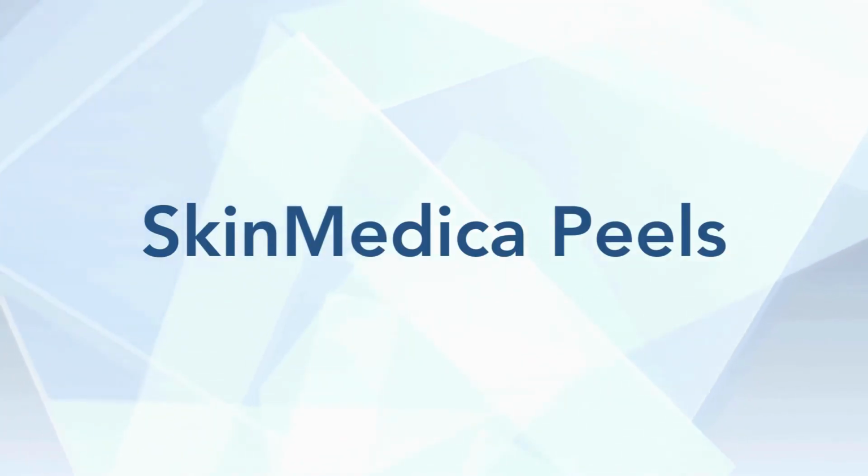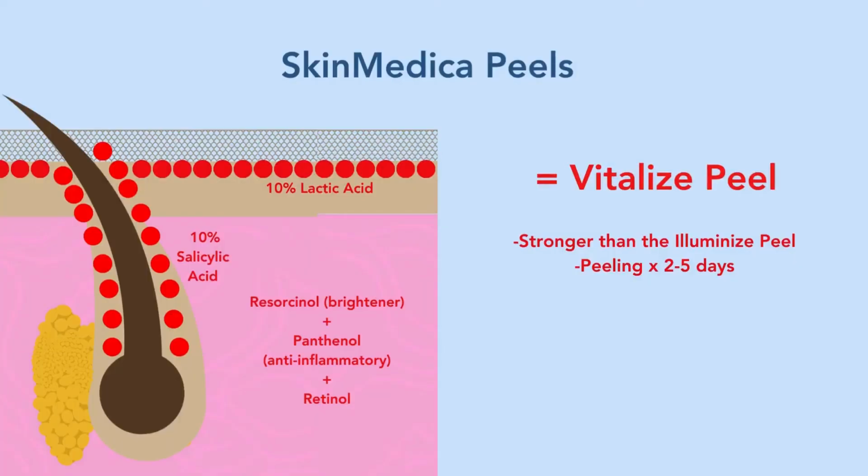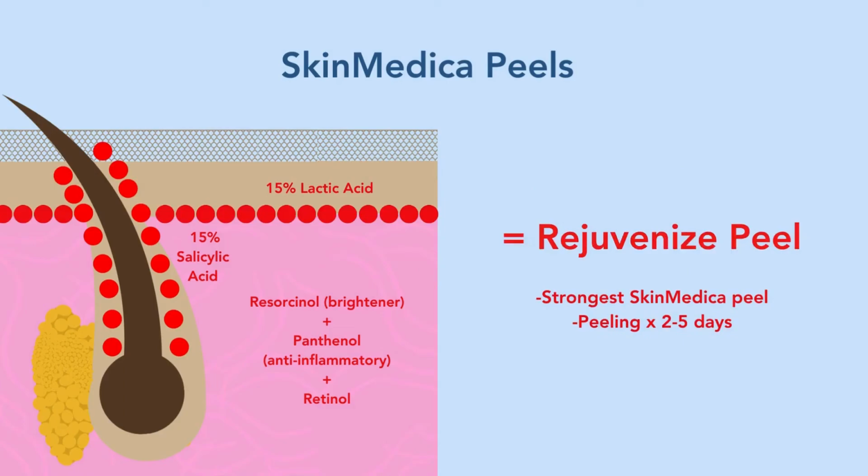Next, SkinMedica peels also combine different acids. The Vitalize Peel is 10% lactic acid, 10% salicylic acid, plus resorcinol and panthenol, and that's a superficial peel. Their deeper peel is 15% lactic acid, 15% salicylic acid, and also resorcinol and panthenol, and that's their Rejuvenize peel, which is the deepest peel that they make.